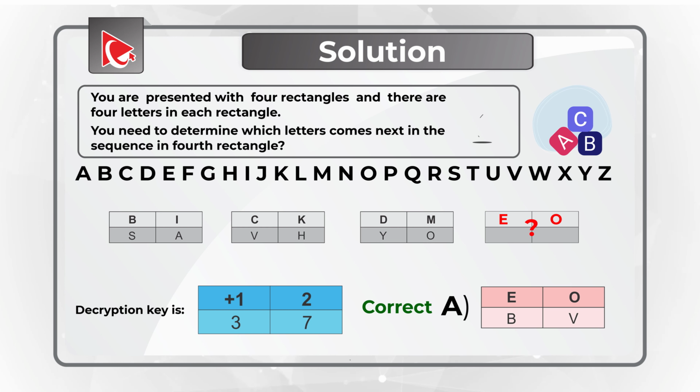But the question is done in such a way that you can continue the logic and determine the decryption key for the bottom row as well.